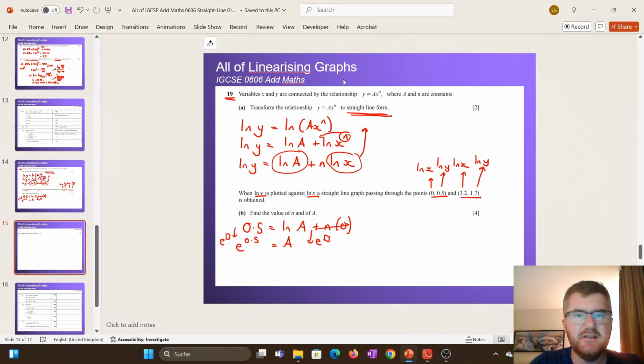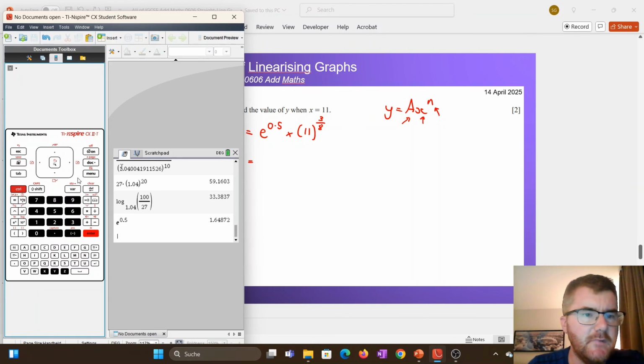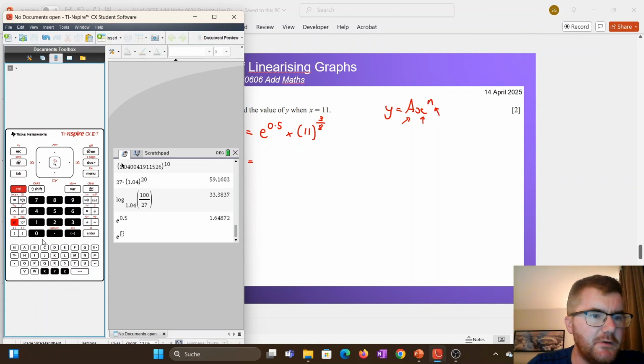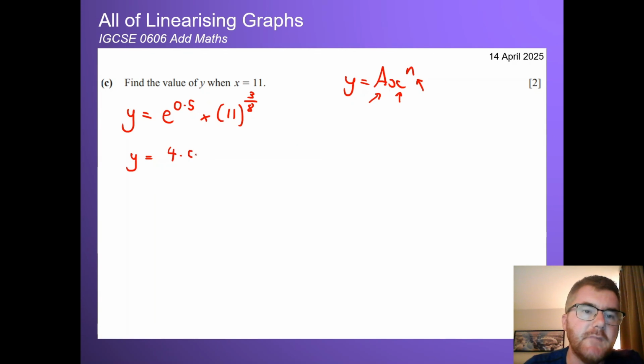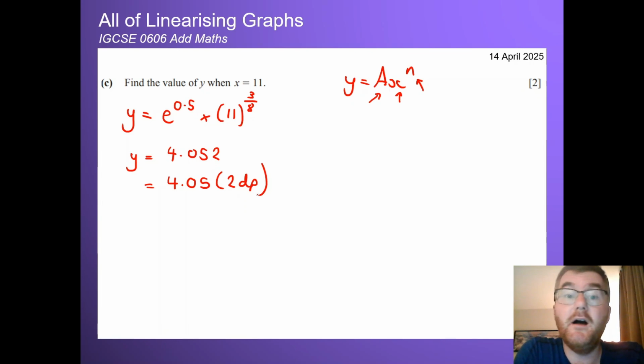So I just need to type that into my calculator. This is why I always like using precise values, so we don't get any rounding errors. And we have to make sure that we're putting this in the right place. There we are. So 11, and then to the power of 3 divided by 8. Okay, yep, 4.052. And again, I'm going to round to 2 decimal places, so 4.05. I always write the actual value my calculator gives me as well. It gives me all of the marks.